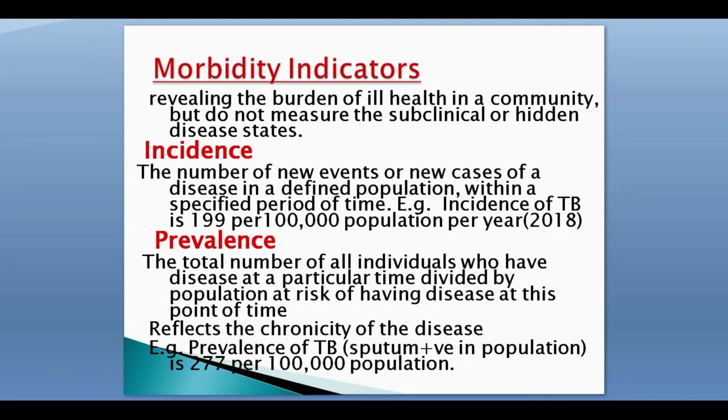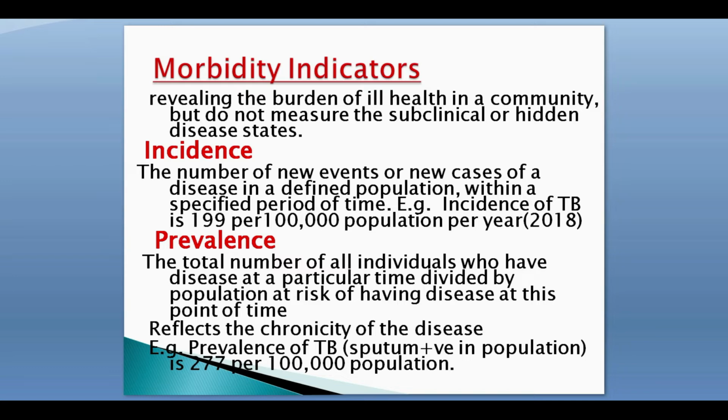Morbidity indicators reveal the burden of ill health in a community but do not measure the subclinical or hidden disease states. For example, incidence, the number of new events or new cases of a disease in a defined population within a specific period of time. Example, incidence of tuberculosis is 199 per 1 lakh population per year.